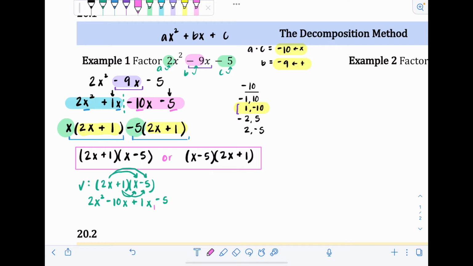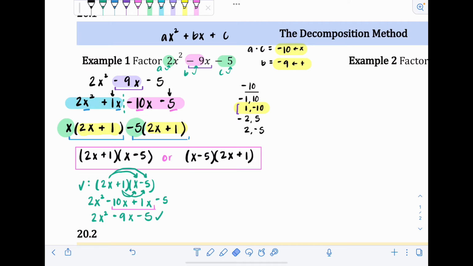And then I check for like terms. So I have a 2x squared. My like terms are negative 10x and positive 1x. So negative 10 plus 1 is negative 9x. And then bring down my minus 5. And then this should be the same answer, or it should be the question that we started with. So 2x squared minus 9x minus 5. That was our original problem up here. So that just means that we factored correctly.